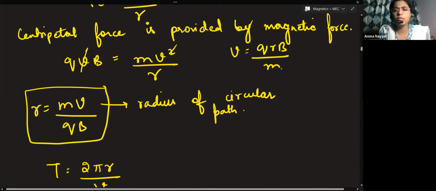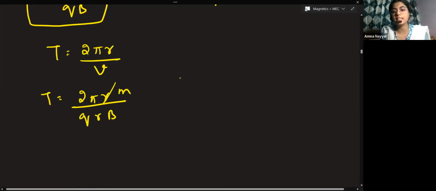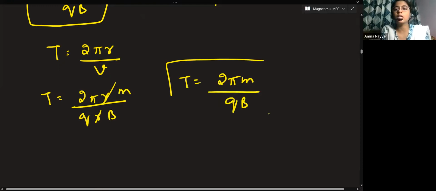So put in the formula of velocity here in case of time period, qrB divided by m. This becomes 2 pi r, m will go up, r gets cancelled. Time period is 2 pi m divided by qB. Can anyone tell me what will be the value of frequency?